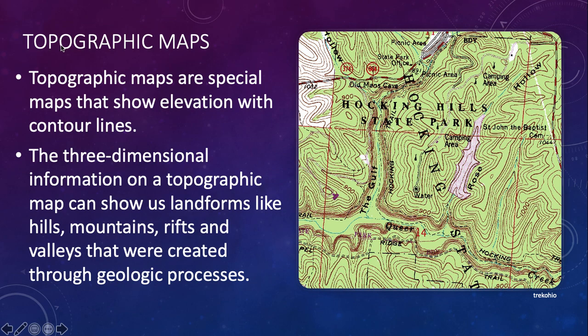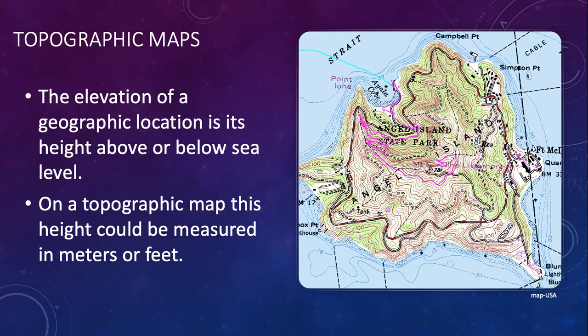Topographic maps are special maps that show elevation with contour lines. The three-dimensional information on a topographic map can show us landforms like hills, mountains, rifts, and valleys that were created through geologic processes. So topographic maps are very much a two-dimensional item, but they show three-dimensional information. They show us differences in elevation. The elevation of a geographic location is its height above or below sea level. On a topographic map, this height could be measured in meters or feet.